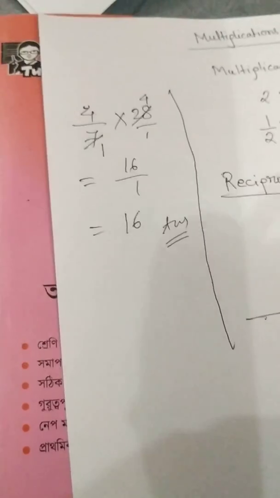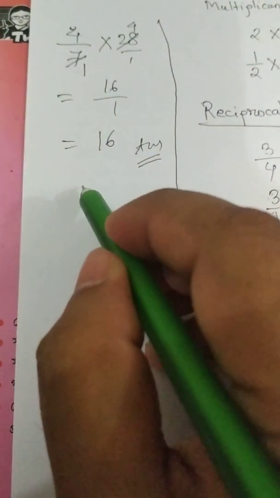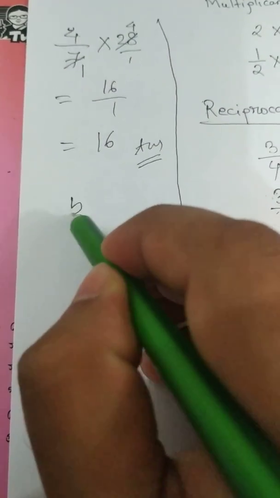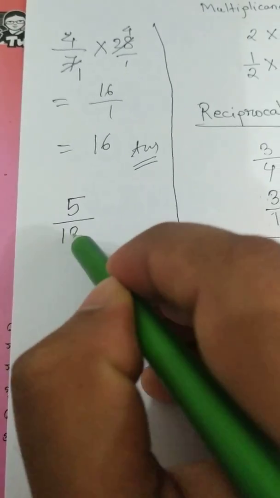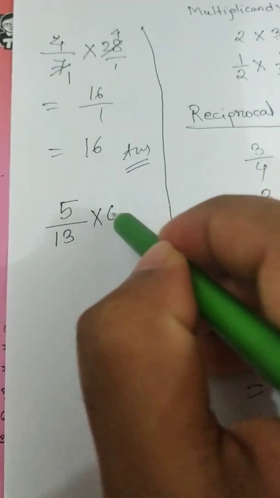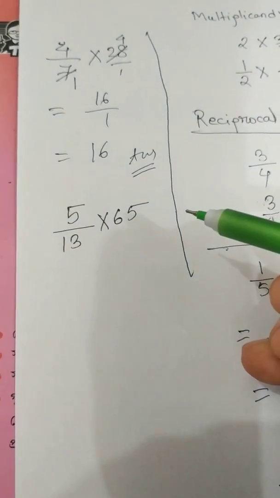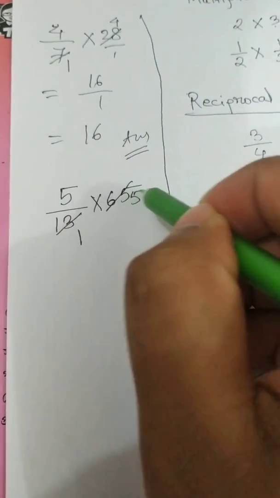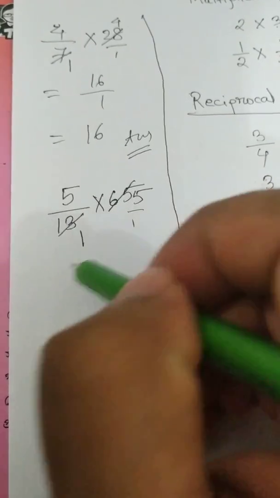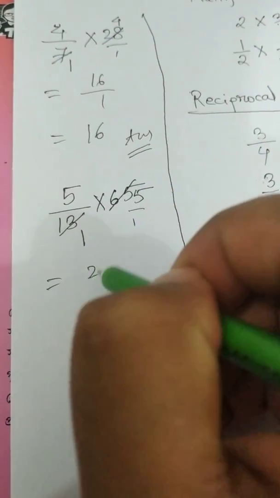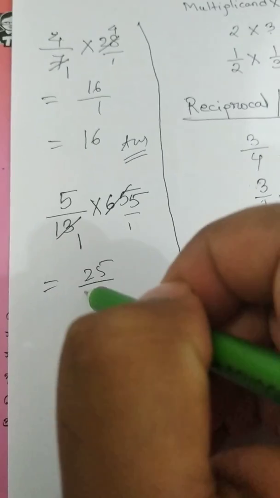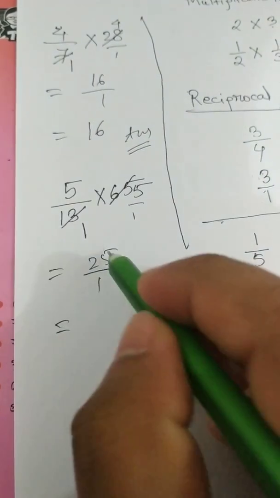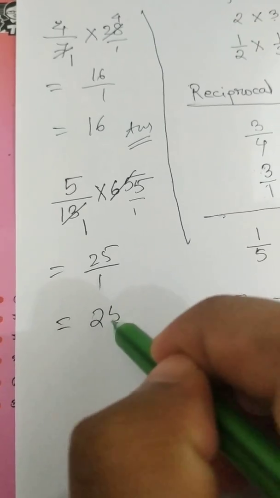Okay, similarly let's solve another problem. 5 by 13 into 65. Okay, so 13 ones are 13, 13 fives are 65. Here there's 1 again, so 5 fives are 25, 25 by 1. If the denominator is 1, in the answer we don't write the denominator, so it becomes 25.